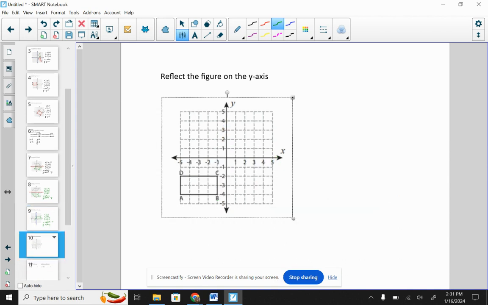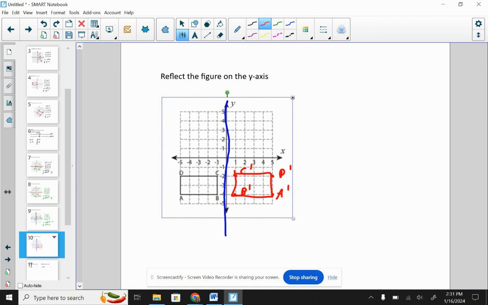So again, let's look at this one. Again, we're reflecting it on the y-axis, so that's the mirror line there. So this D was 5 to the left of the line, it's now 5 to the right of the line. This C was 1 to the left, it's now 1 to the right. This B was 1 to the left, it's now 1 to the right. And the A was 5 to the left, it's now 5 to the right.